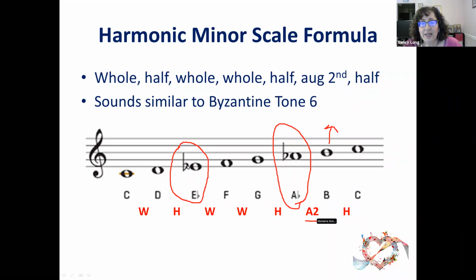D, E flat, F, G, A flat, B, C, B, A flat, G, F, E, D, C. That's your harmonic minor scale.